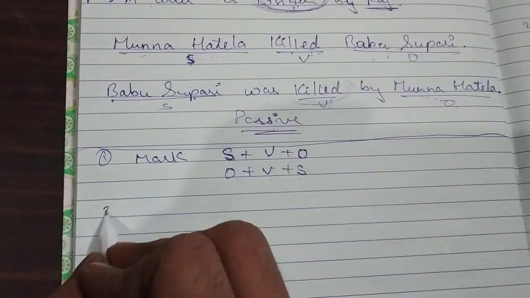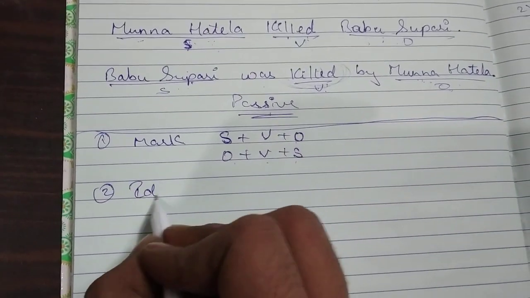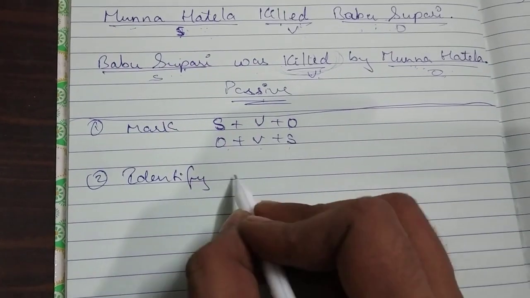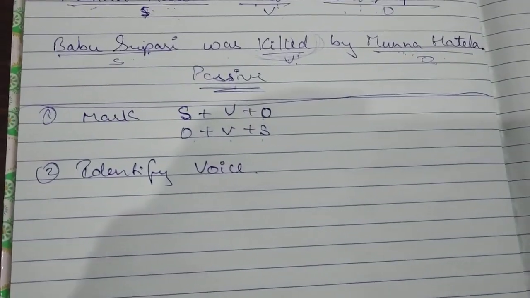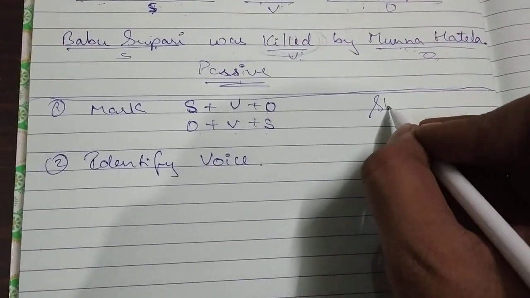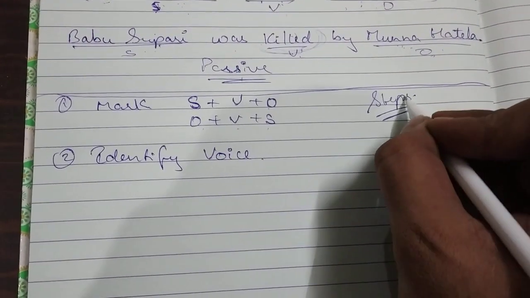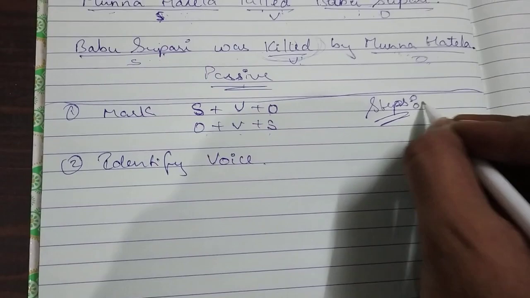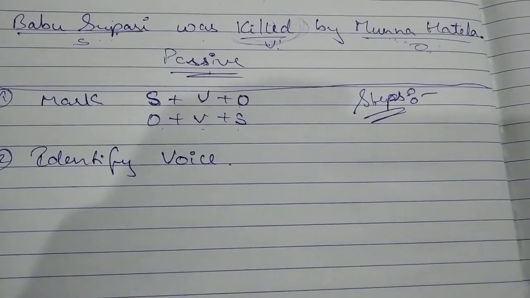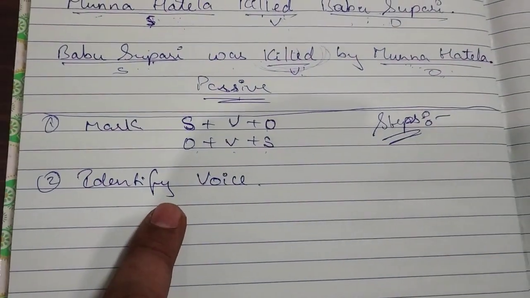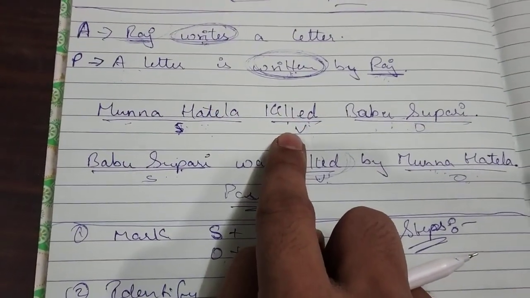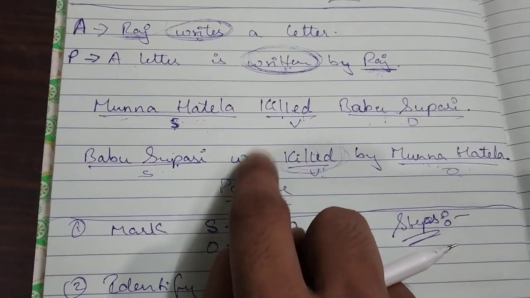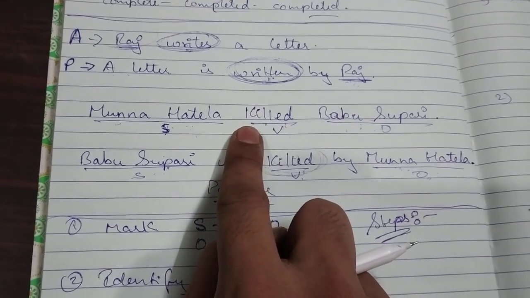After marking subject, verb, object, the second thing is you have to identify voice. Identify voice means what? Now these are the steps we are talking about, the solving steps. These you have to follow. Now second, identify voice. After marking subject, verb, object, you have to identify whether it is active voice or passive voice. Understood?